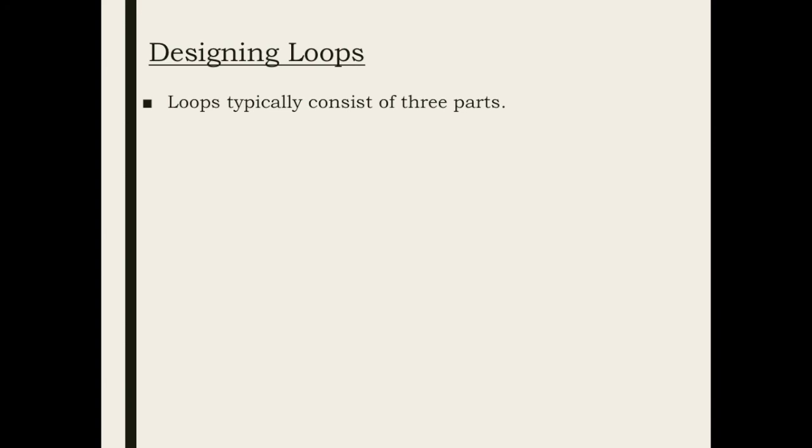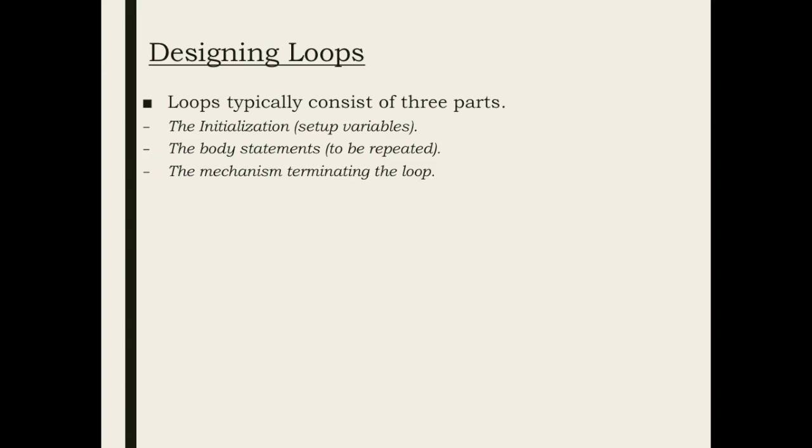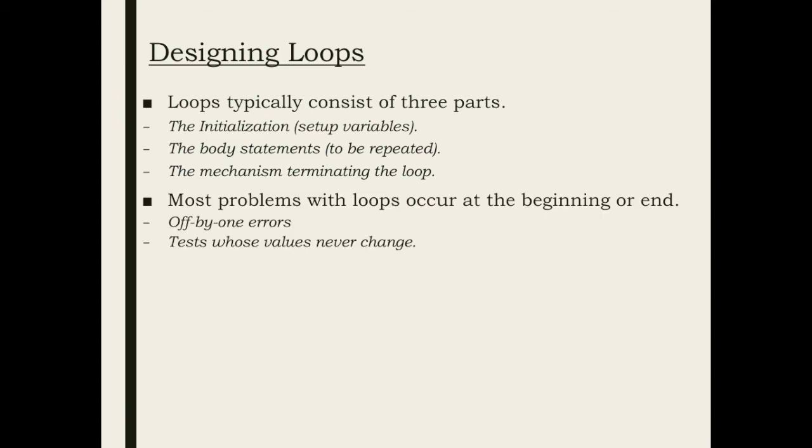Loops typically consist of 3 parts. You've got where you initialize your variables, you've got the body, the things that are going to be repeated, and then you need that mechanism that allows the loop to terminate. Most problems with your loops are going to occur at the beginning or end. You're either going to initialize your variables wrong, or you're going to have test values that never change, like say we never updated x in that first example, and you'd end up with an infinite loop, or you could have off by 1 errors. So if I wanted to count from 1 to 3, but my Boolean expression said while my input was less than 3, then I would only print 1 and 2, so that would be an off by 1 error. That's it for this lesson.